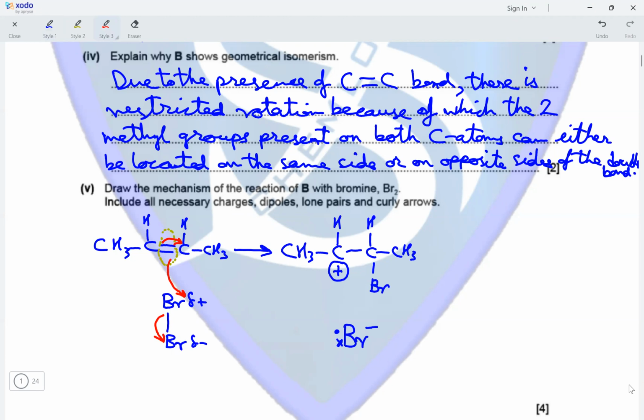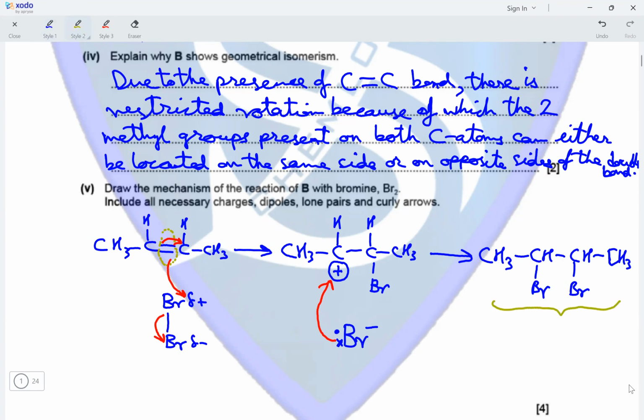Next would be the attraction of this lone pair of electrons towards the positive charge on the carbocation, which results in the formation of the final product, which is 2,3-dibromobutane. This product is 2,3-dibromobutane, and this is the mechanism for the reaction of compound B with the bromine molecule.